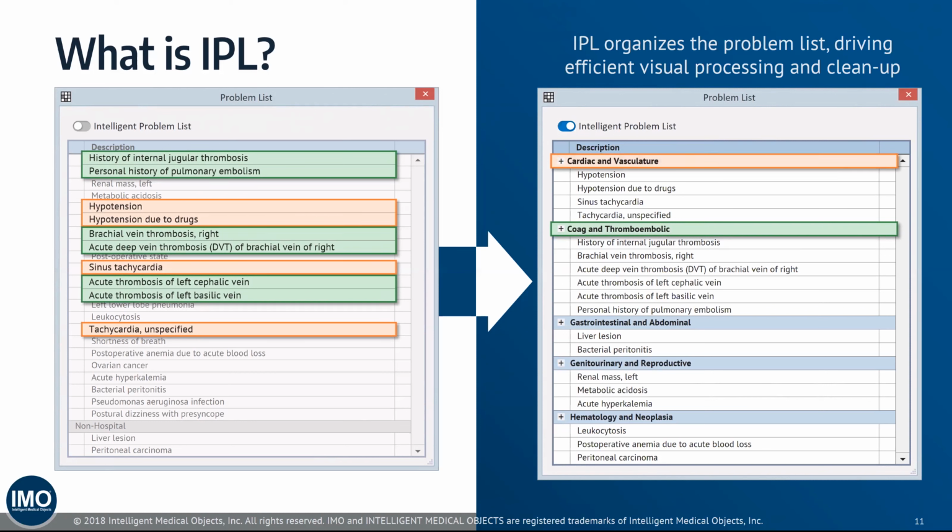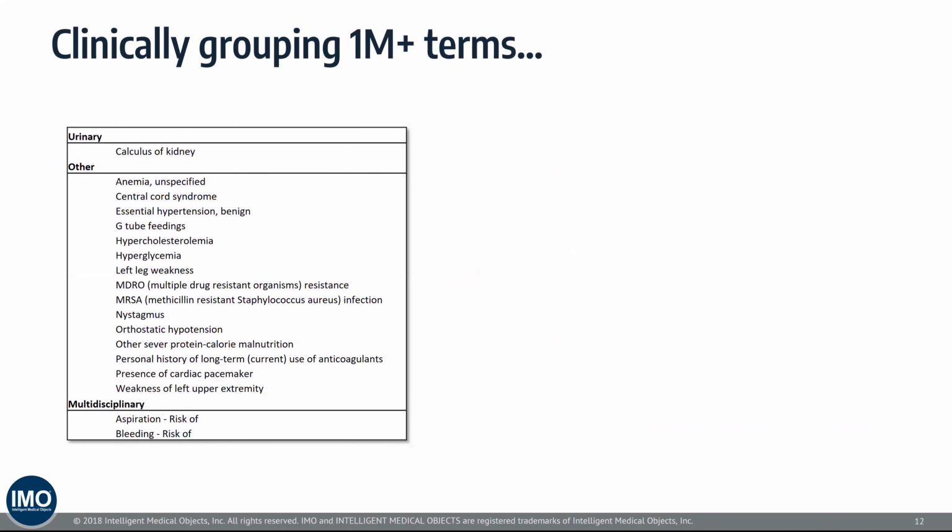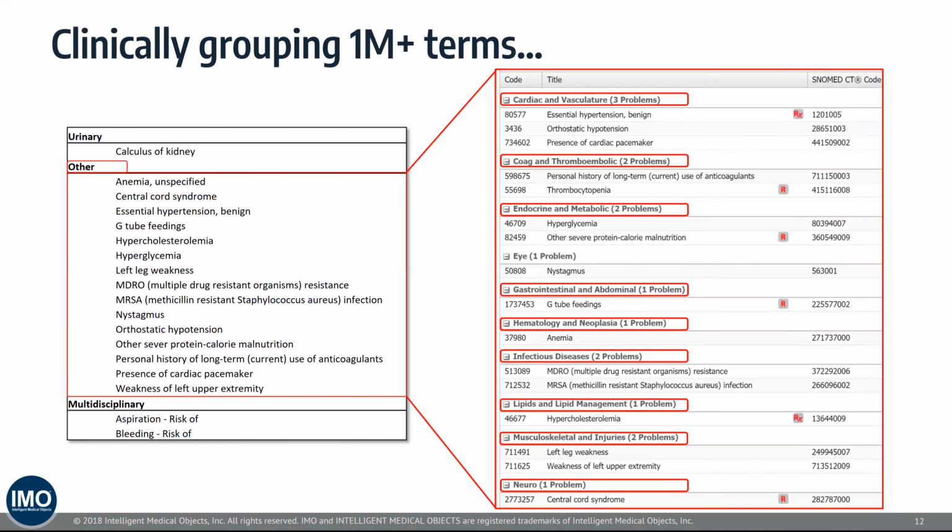One of the problems we were hearing from the Epic community was that with the body system sort on, many of the problems ended up in the other or miscellaneous category. I'm not sure why some of these went there. They have tighter constraints on how they build their groups. But to have that many things end up in the other category really defeats the purpose of sorting it in the first place. This is a real problem list, and when we took this actual problem list and ran it through our engine, we took every one of those items in the other category and they ended up in an appropriate clinical category in the intelligent problem list.